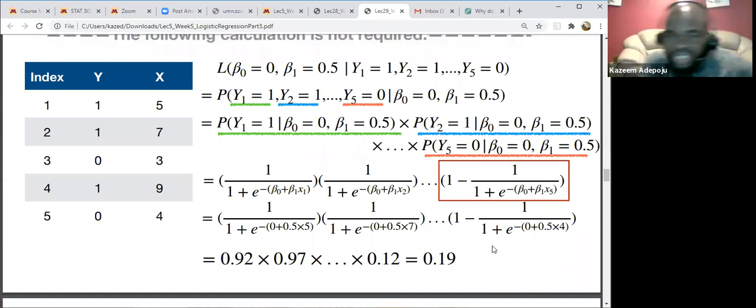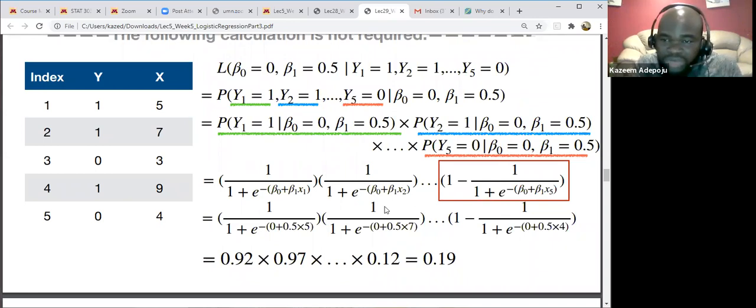But there's something I need to tell you. When you get to the last one, if you take a look at what I have right here, this is when I'm considering y equal to 1, 1, and 1. Because when you get to a situation where the response is 0, it is expected that you do 1 minus that.